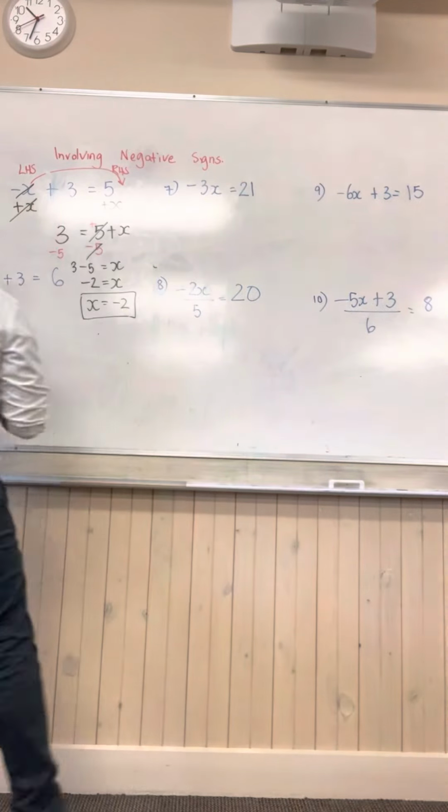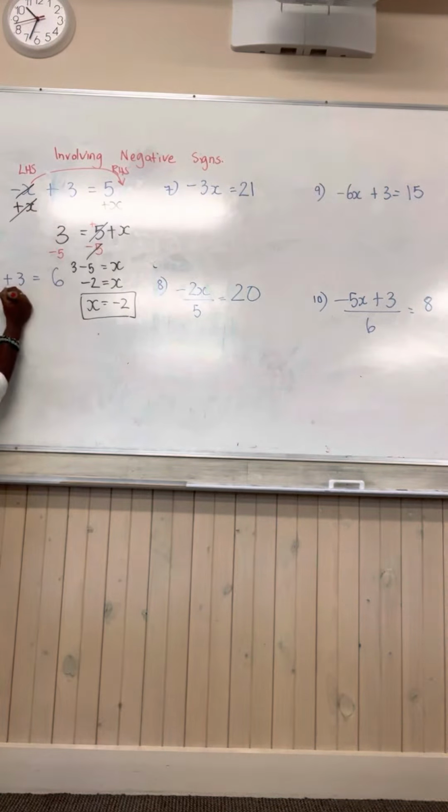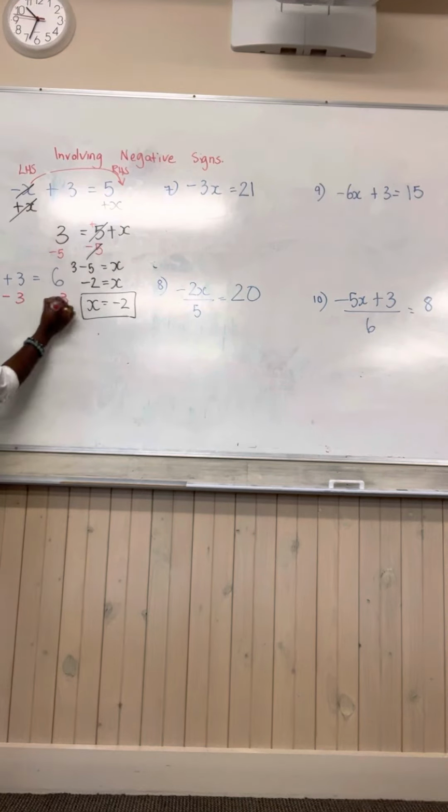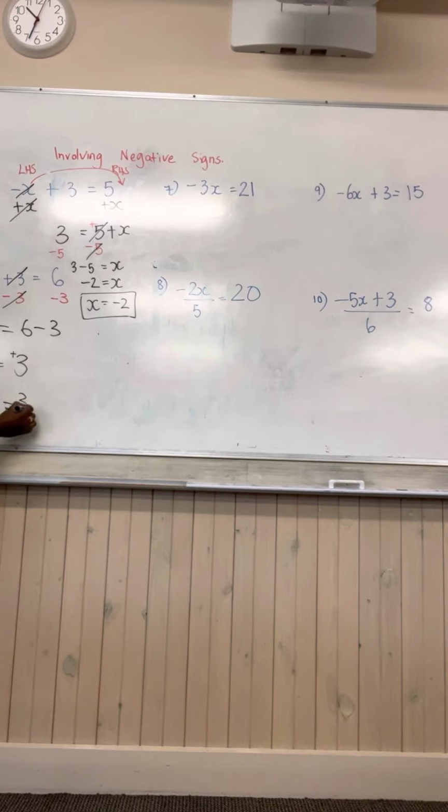So g plus 3 equals 6. How do you get rid of the plus 3? You do the opposite, minus 3. Then you have to do it on this side as well. Cool. Plus 3, minus 3, essentially they cancel out. Now you're left with g is equal to 6 take away 3. g is equal to 3. And that's actually a positive 3, we don't write it like that. g is equal to 3.